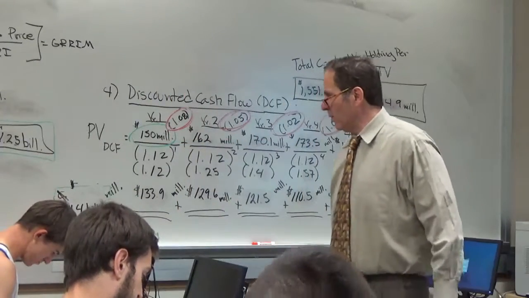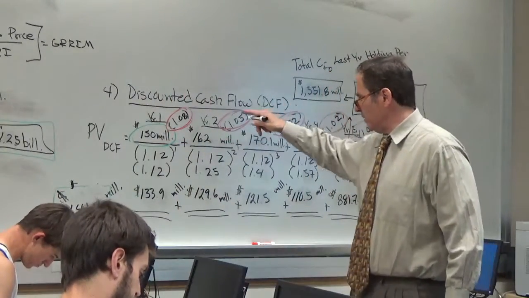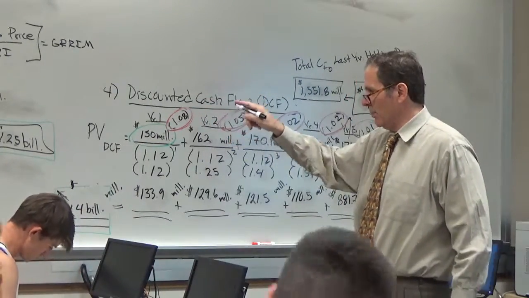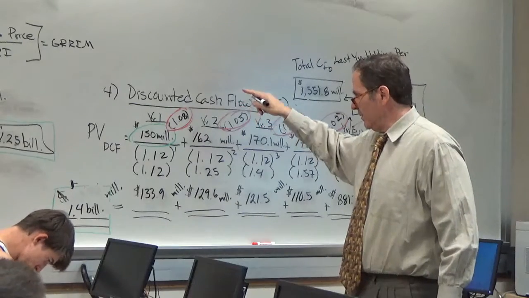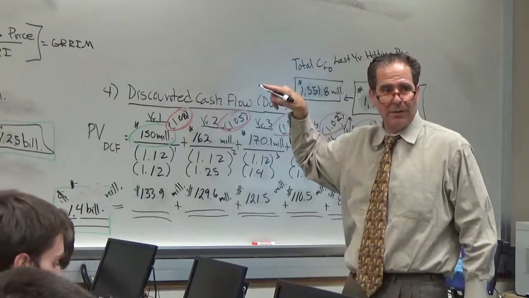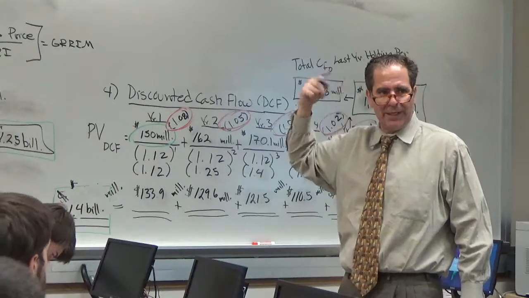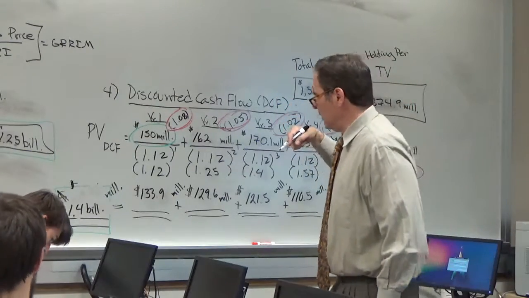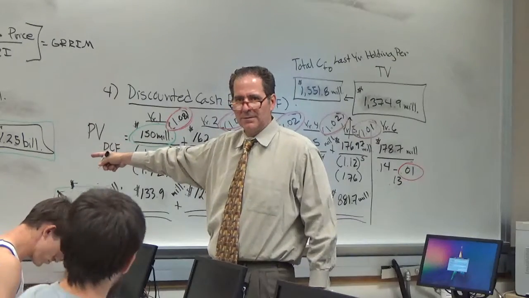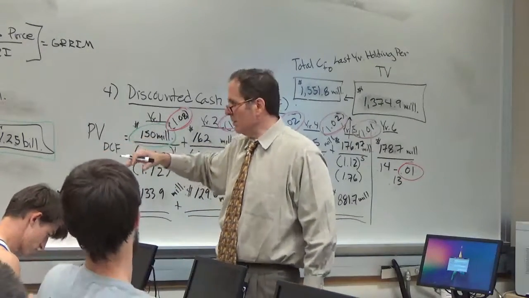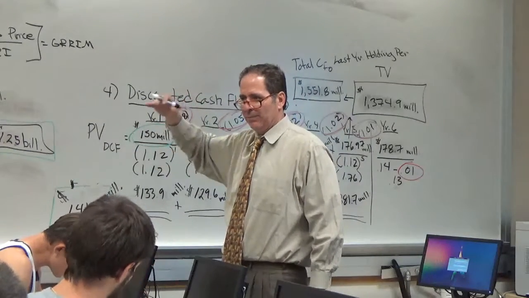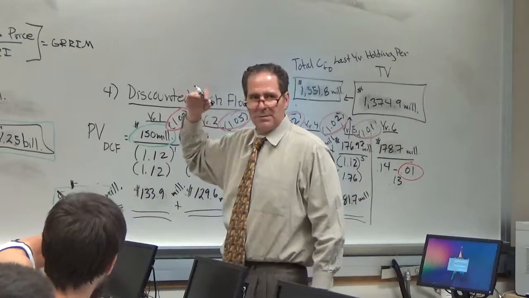We got 1.4 billion, 1.25, 1.5, and 1.25. You see how I kind of came to the logic? So we have 1.25 as a low mark. We got 1.5 as a high, and we got 1.4 as a midpoint.